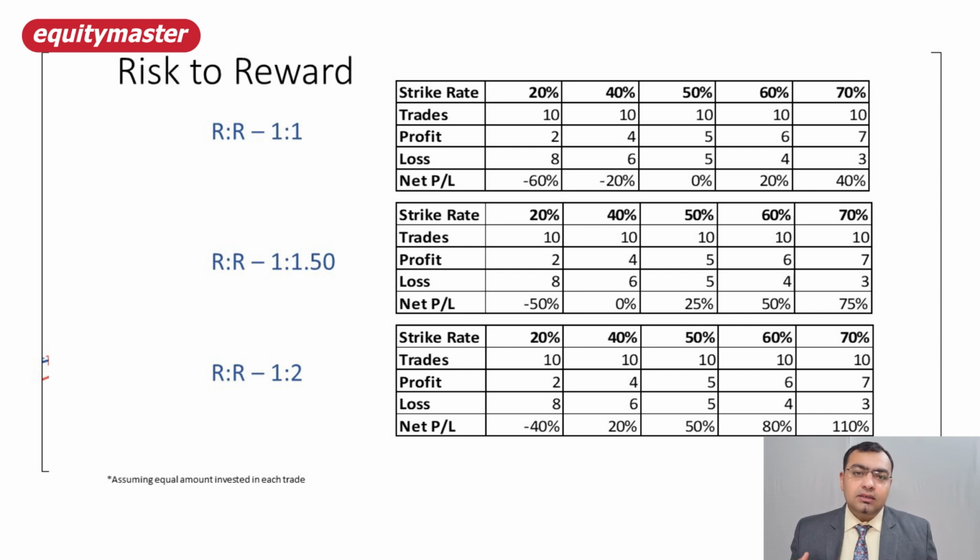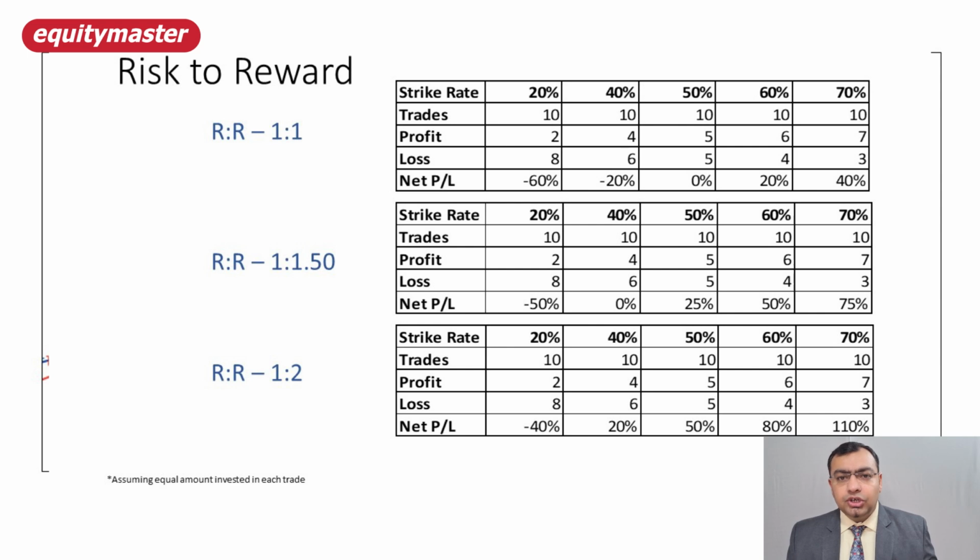Why? Let's look at the 20% strike rate scenario first. Your 2 trades are going right, so you are making 30% profit, because 1.5 times 20% is nearly 30%. At the same time, 8 trades are going into loss, so you are making an 80% loss. So your net is 50% down. In the 40% case, your 4 trades have gone right and you made around 60%. 6 trades went wrong, so you made a loss of 60%. So at the end, you are at no profit, no loss. At a 50% strike rate, you are managing to make a profit of 25%.